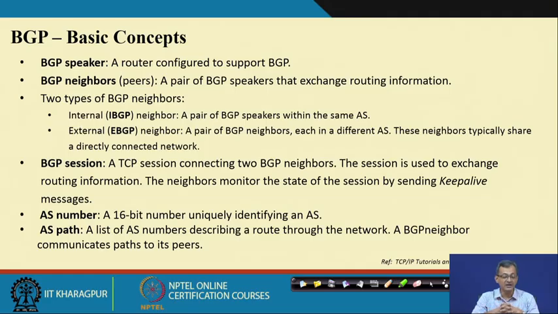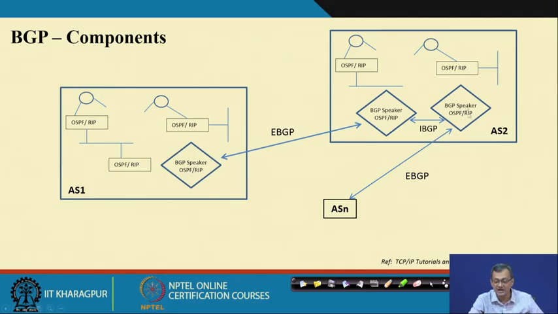Accordingly, we have internal neighbor or iBGP, a pair of BGP speakers within the autonomous system, and we have external neighbor or eBGP, a pair of BGP neighbors each in a different autonomous system, right. So, if we again come back to this figure, this is the internal, these are the two BGP speakers or two routers, and there can be n number of routers within this particular autonomous system. So, these are iBGP and these are eBGP, right.